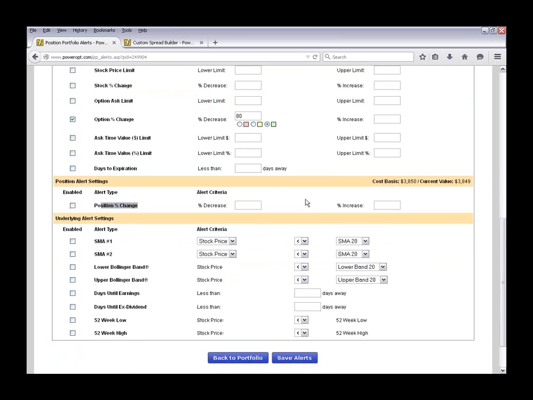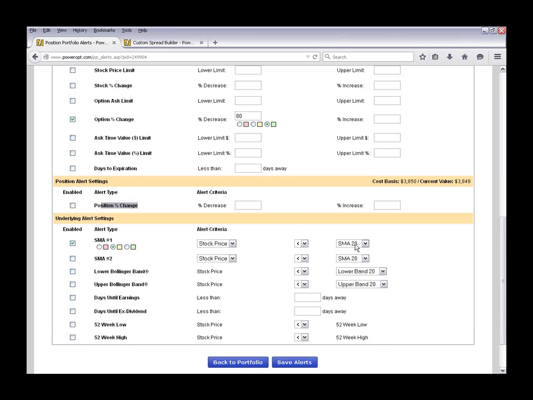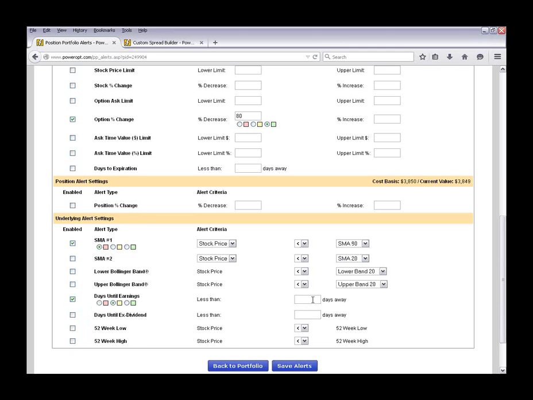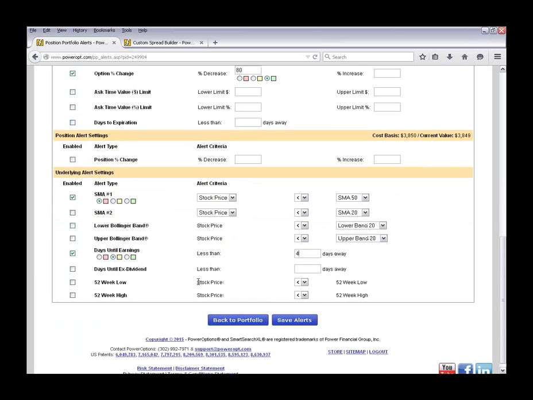Now, if in my search criteria I'd found this covered call by putting in one of the fundamental filters on the PowerOptions search tool to look for stocks that were trading above their 20 or 50-day moving average, I'm probably going to be notified if the stock's trading below the SMA 50, and that would be a warning. And again, of course, the days until earnings, if I want to be notified if I'm within 4 or 5 days to earnings, and ex-dividend date as well.